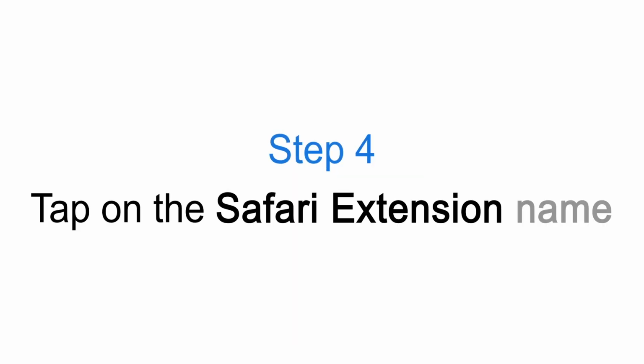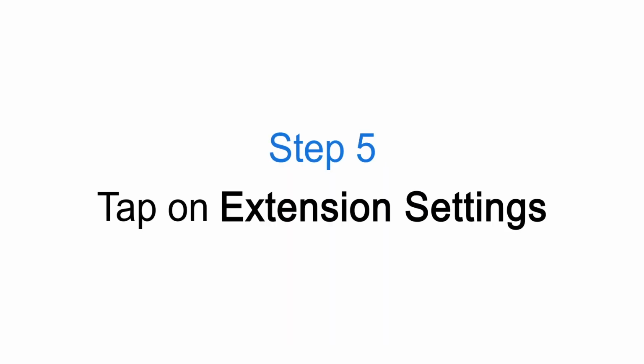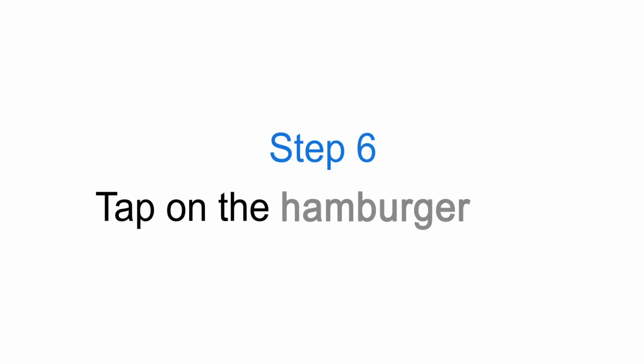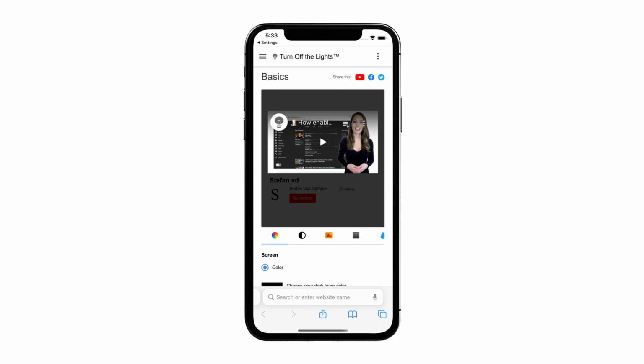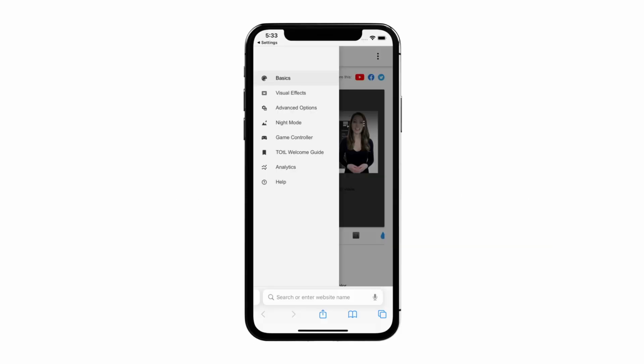Step 4. Tap on the Safari extension name. Step 5. Tap on Extension Settings. Step 6. Tap on the hamburger icon. Step 7. Tap on Advanced Options.